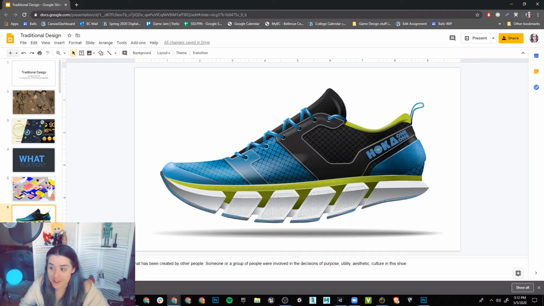It's literally in everything, and what has been created by other people. Someone or a group of people were involved in the decisions of purpose, utility, aesthetic, and cultural side of that object. I mean, in this case, a shoe can say a lot from the decisions that were made. First off, it's really sporty. I can even imagine almost the type of person who would wear it. Its purpose, it had a goal, and it was designed to meet that goal. I actually kind of like that shoe.